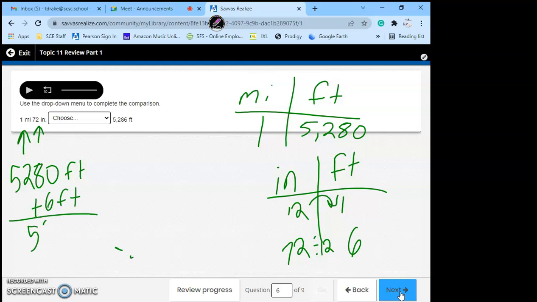So really, we have 5,286 feet. Oh, which one's bigger? 5,286 or 5,286? Interesting.